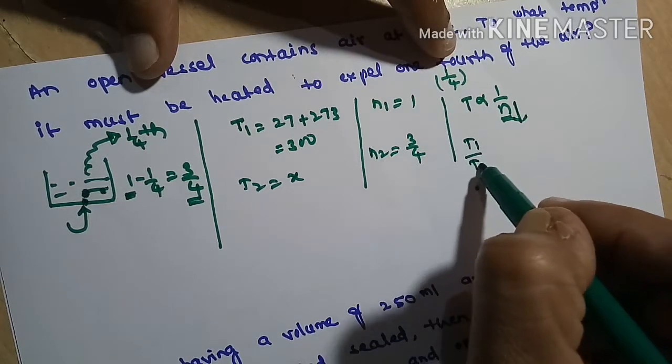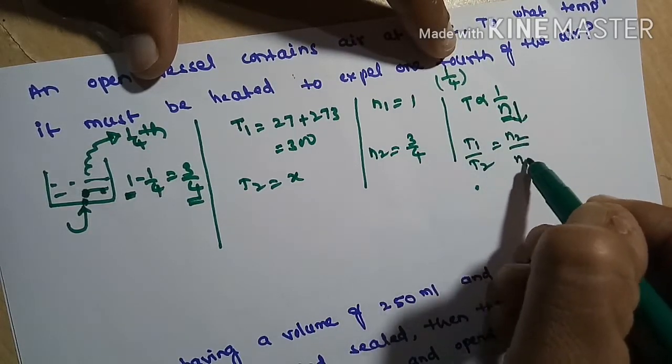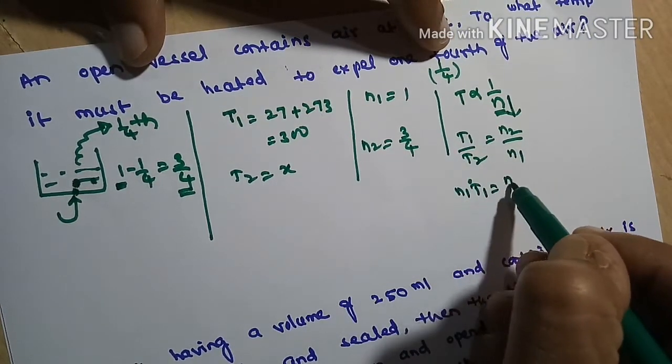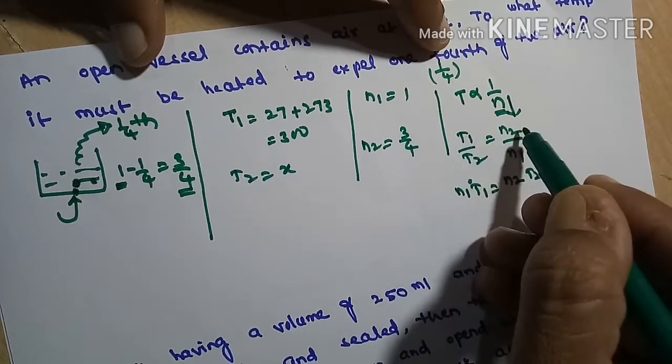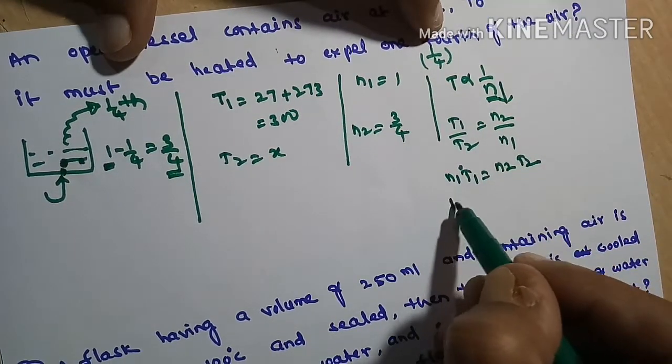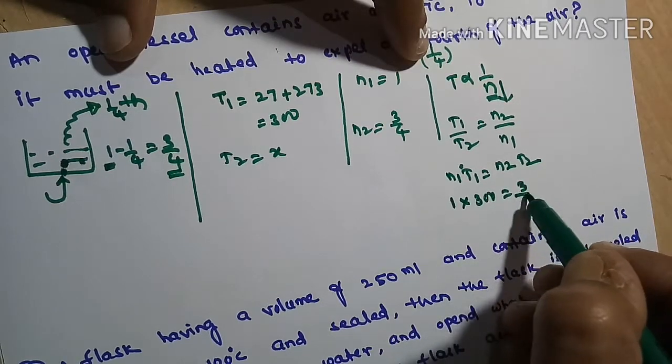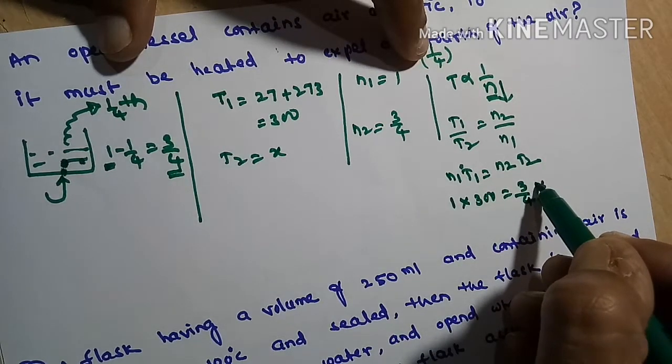So T1 by T2 is equal to what we can write? N2 by N1. N1 T1 is equal to N2 T2, we can write. N1 is how much? 1. T1 is how much? 300. N2 is how much? 3/4. T2 is equal to what? We should find out, that is X.